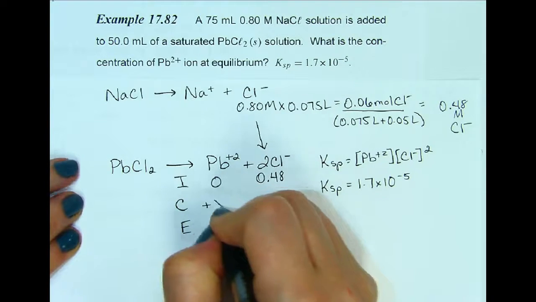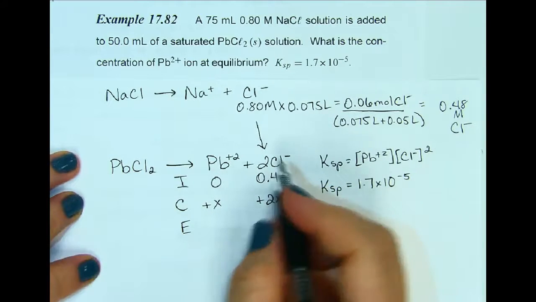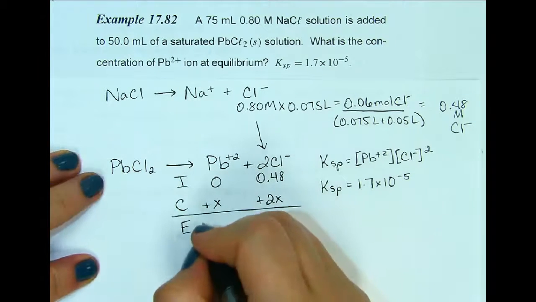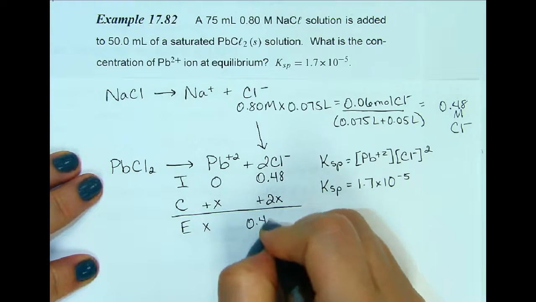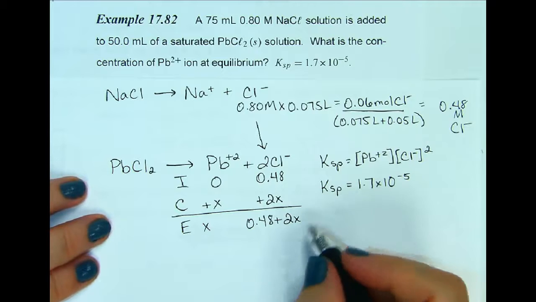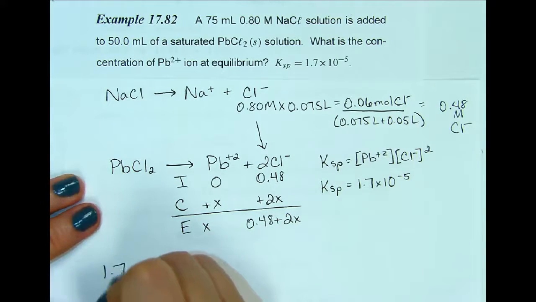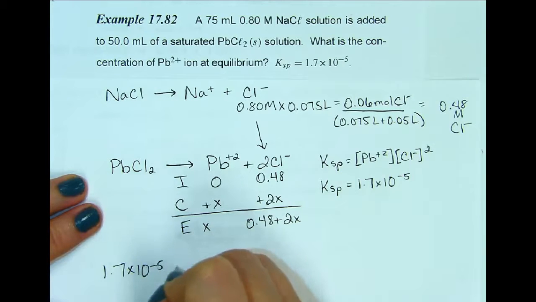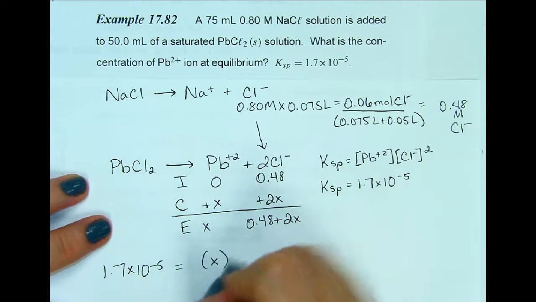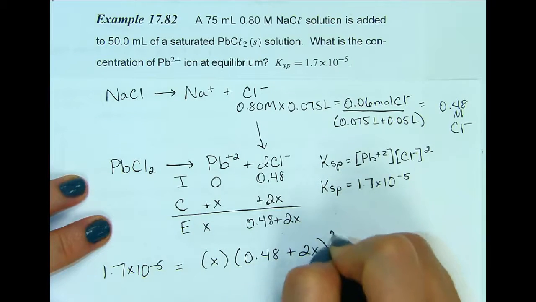Here we're going to have plus x, plus 2x. This is where the coefficient is accounted for. And then we're going to have x and 0.48 plus 2x. So I'm going to set this up with my KSP value so that I can solve for x. 1.7 times 10 to the negative 5 equals x times (0.48 plus 2x) squared.